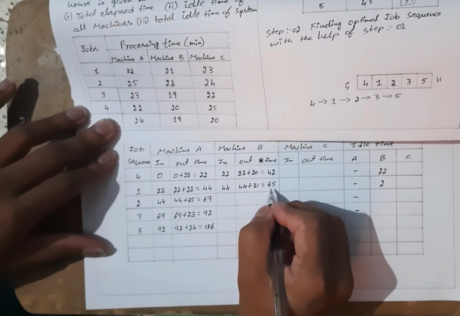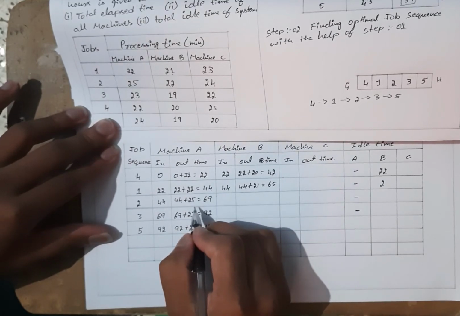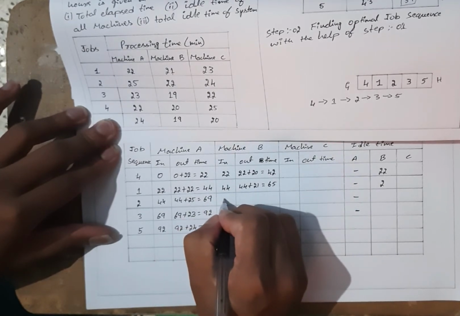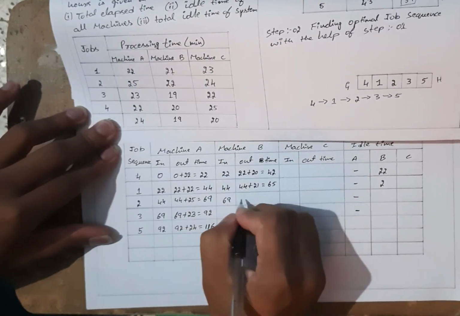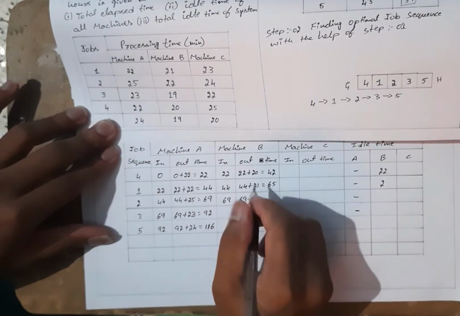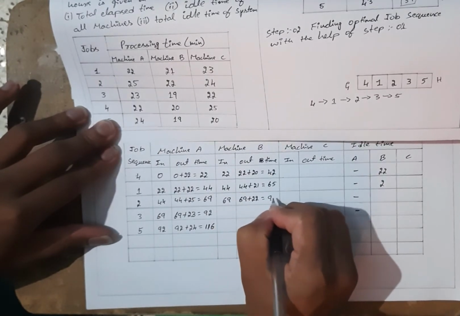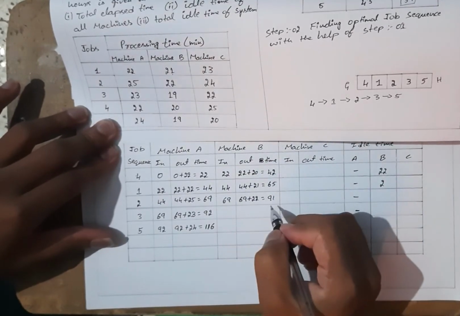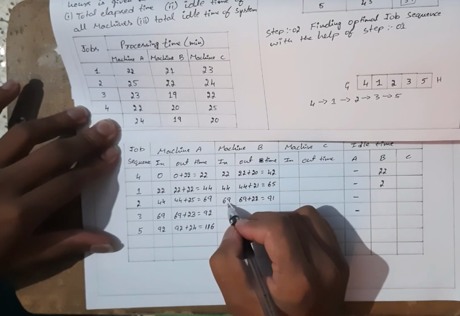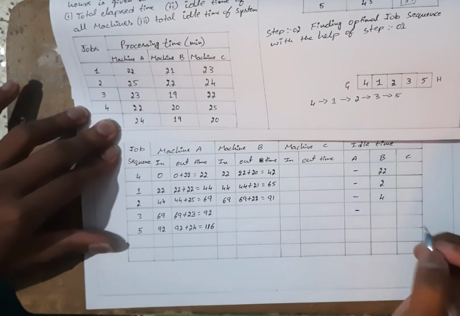Next, machine B job number 1 completed at 65. Previous machine A job number 2 completed at 69. Between these two, the higher value will be 69. 69 plus job number 2 machine B 22 is equal to 91. So here the idle time we have, that is 65 and 69, the difference is 4. That is idle time.